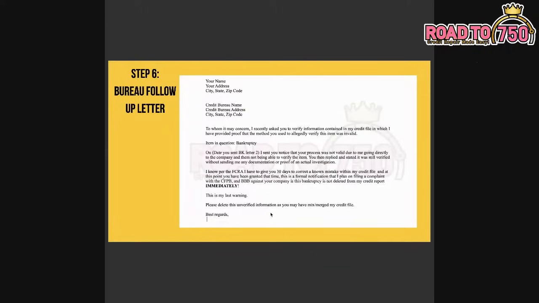So yeah, this is the follow-up letter that you need to send if the item comes back verified with the bank from the credit bureaus. Okay, so then the next step, let's say they respond to this letter, the credit bureaus, and state that the item is still verified, which sometimes they will. As you've seen in this letter, you already told them that this was your final try. This is the last warning.